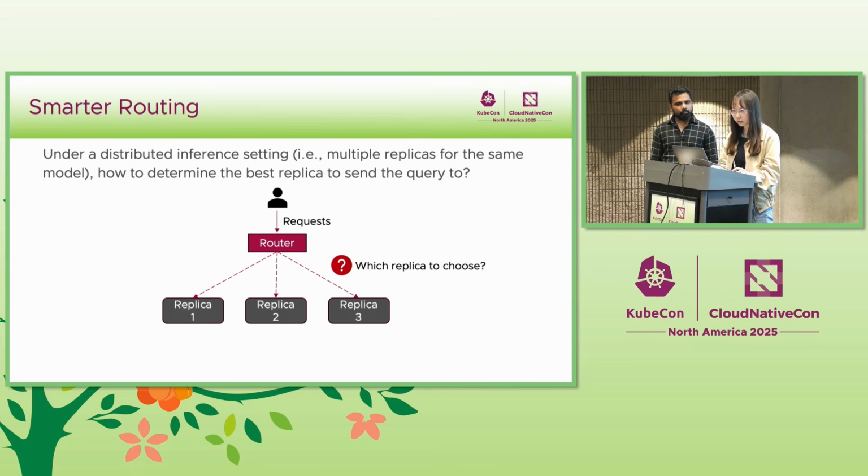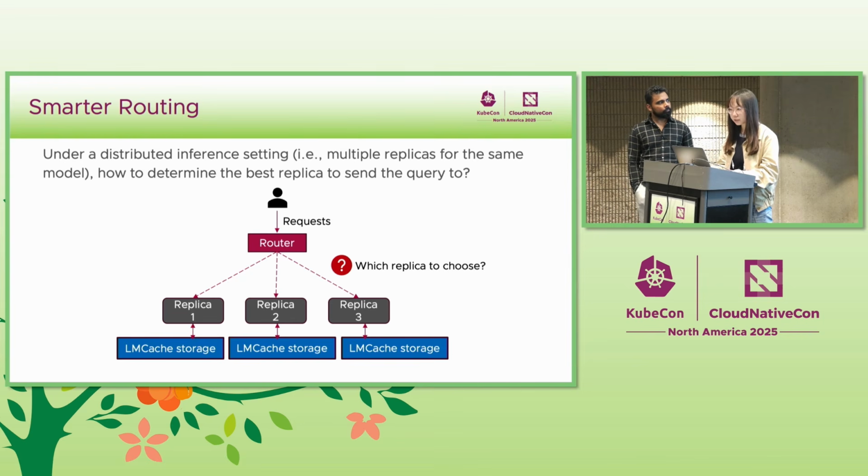To determine this, we need a request router that can ideally and smartly determine where the request should be routed among all these replicas for the model. And since we have LMCache, we can store KV cache in, say, the local memory of each replica. So here it adds another level of consideration in this router.